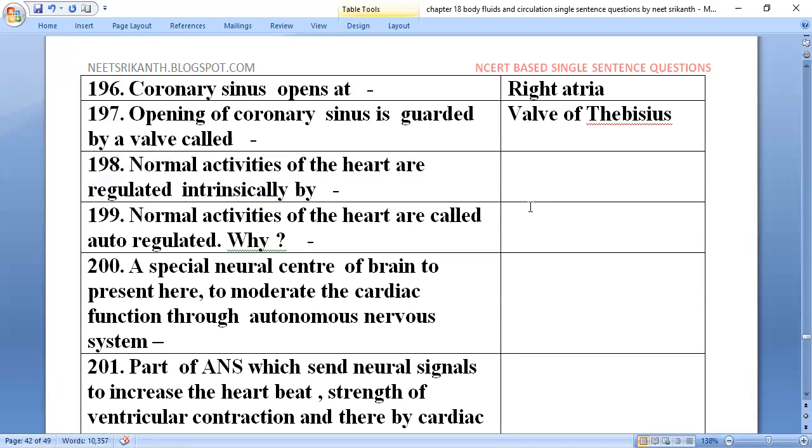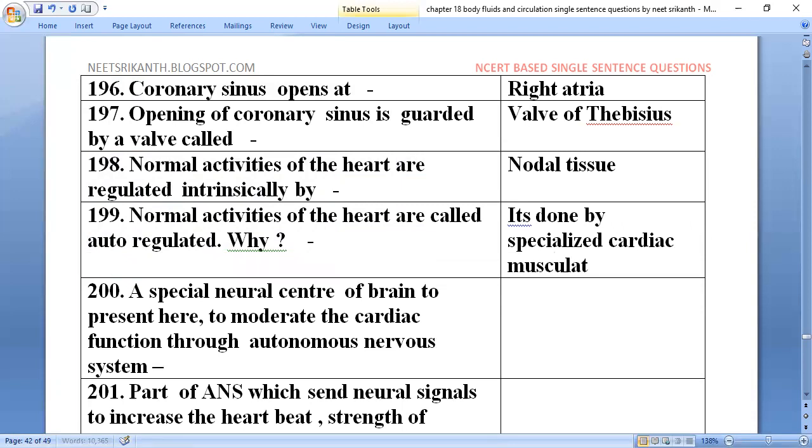Normal activities of the heart are regulated intrinsically by nodal tissue. Normal activities of the heart are called auto-regulated. Why? Because it is done by the specialized cardiac musculature of the heart.